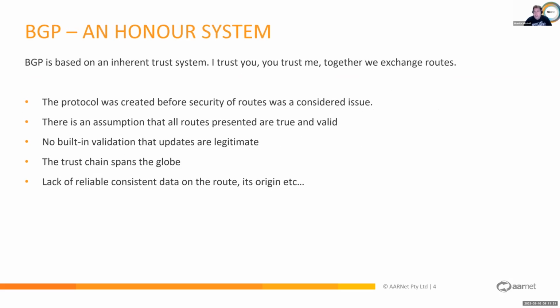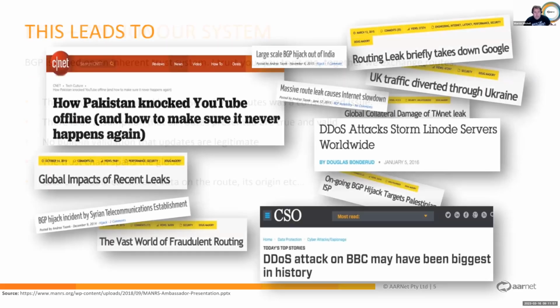I trust you, you trust me, etc. We exchange routes, but there's no validation, and the trust chain does span the globe. So there's also a lack of reliable consistency in regards to the data on a route, i.e. its origin. Routes can be originated by multiple different ASs all at the same time. So there's a number of issues that come with how do you actually test and trust that that's actually valid. So as I mentioned, there can be situations where an attack on the routing table, either be it deliberate or a fat-fingered typo, i.e. someone's made a mistake, can lead to some pretty significant issues.